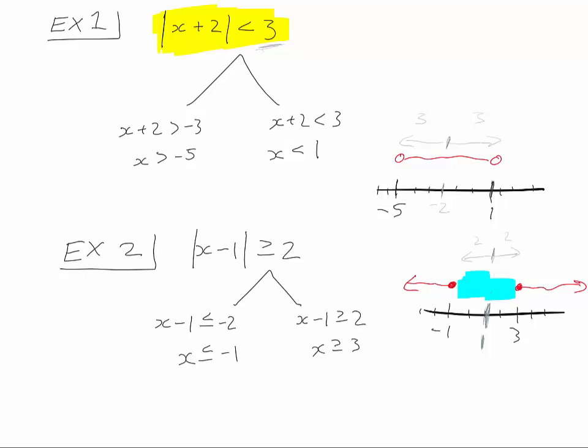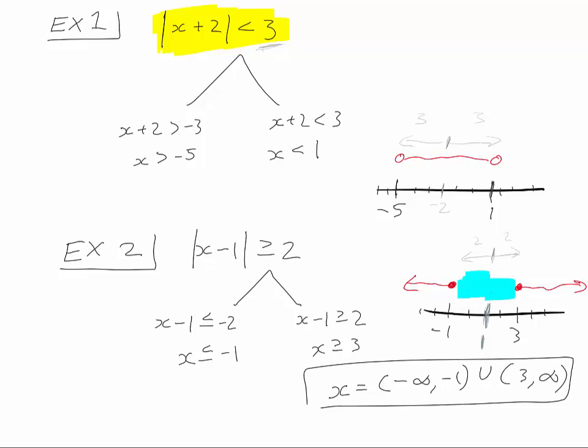Report this answer in interval notation as x equals negative infinity to -1 union 3 to infinity. And since I got the interval notation for the second one, let's go ahead and get it for the first one. This one is simply x equals -5 to 1.